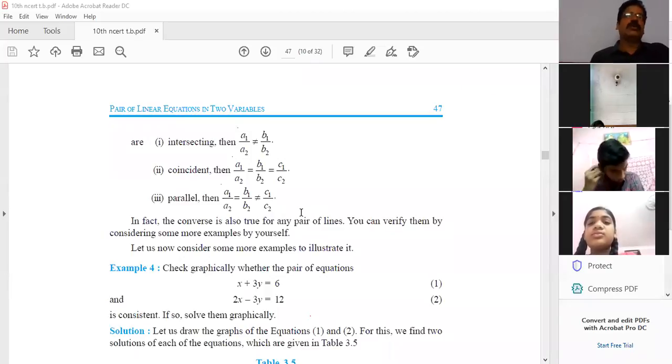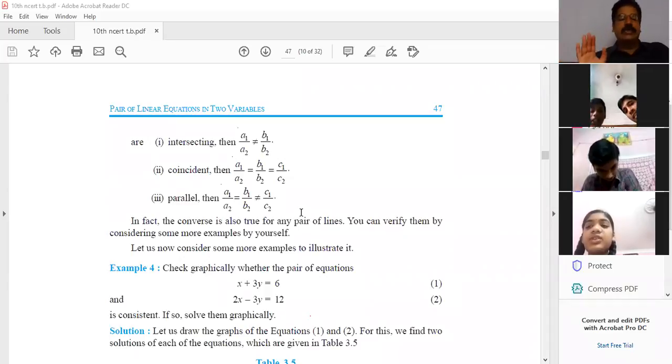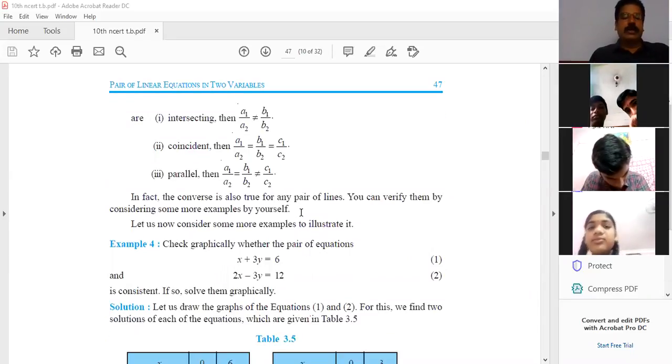That's why you don't need to solve those equations. Those equations are called inconsistent. I think everyone has caught my point. This is about the table.